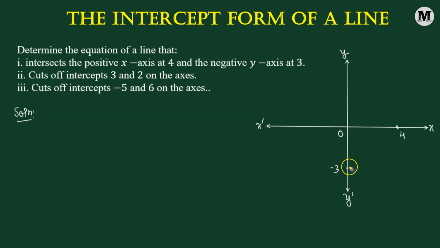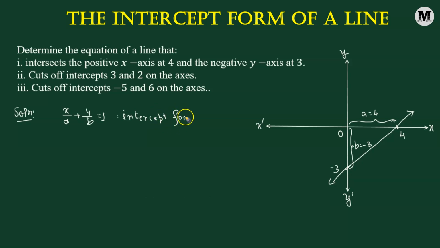Okay, now we're going to consider a straight line that is going to pass through these 2 points, and our goal will be to determine the equation of this line. Now that's a very simple task here. So here our x-intercept value, denoted by A, is 4 units. Our y-intercept value, b, is given as negative 3 units. We know that the intercept form of a line is given by the equation x over A plus y over b equals 1. So this is referred to as the intercept form of a line.